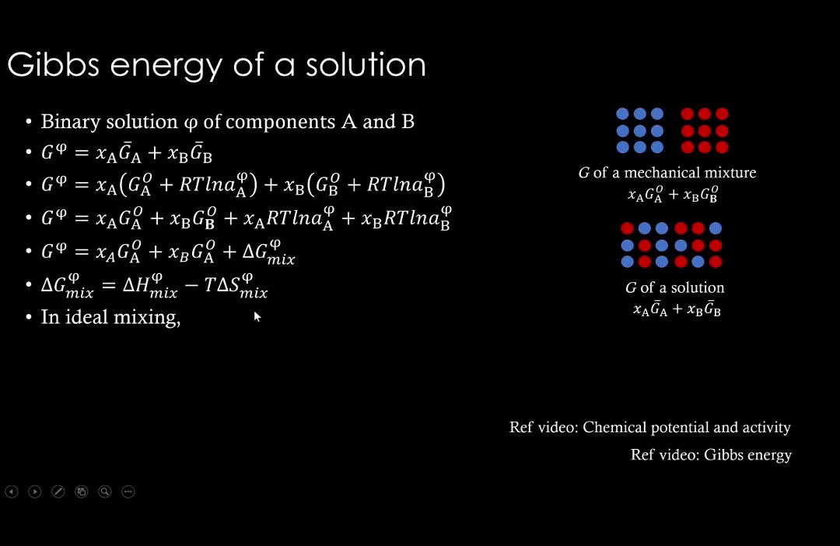What about delta S mix? It is expressed like this. This equation comes from Boltzmann's equation for entropy, S equals k natural log of W, with some mathematical approximation called Stirling's approximation. For a binary system, it can come like this. R is the gas constant here. Okay, this is per mole. This is represented per mole.